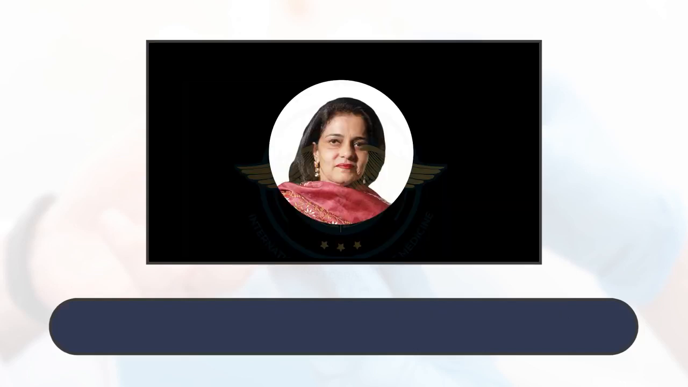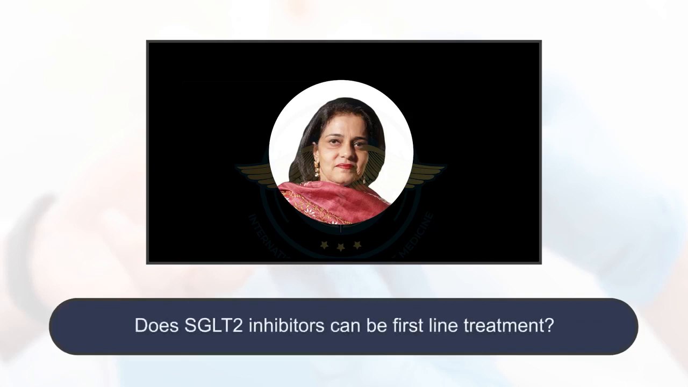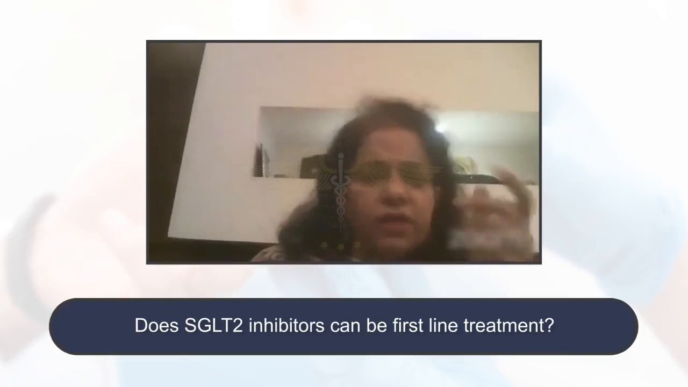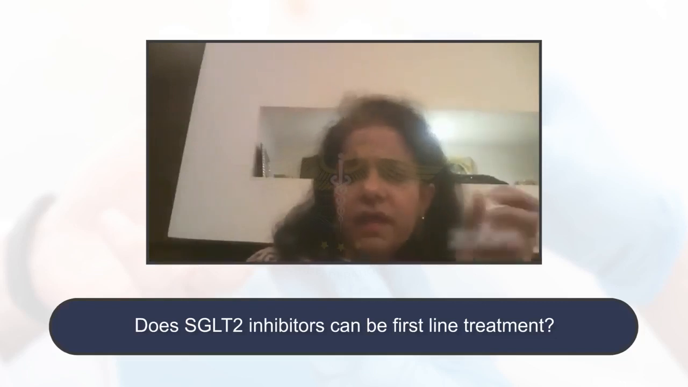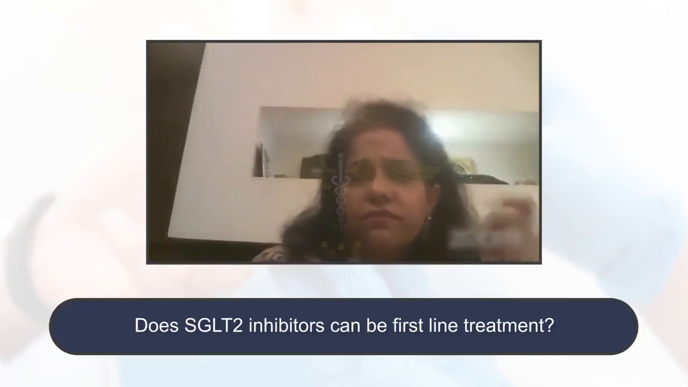There is one last question. Dr. Ashok asks, can SGLT2 inhibitors be first-line treatment? For diabetes or for obesity? For diabetes. Yes, I would not like to use it as a first-line treatment. Other than cardiologists sometimes use it as a first-line.